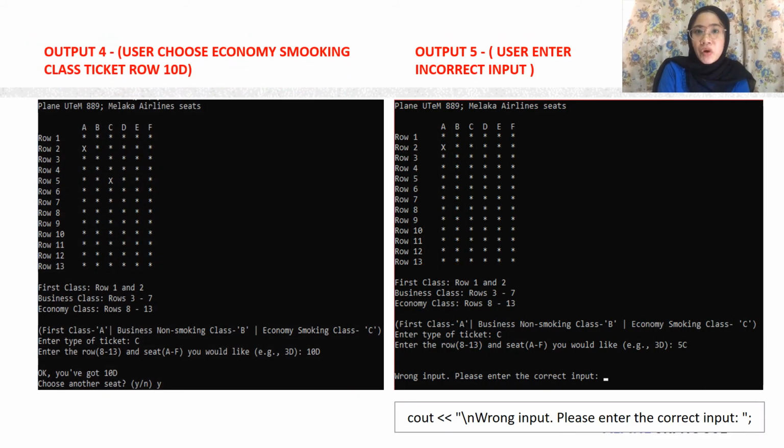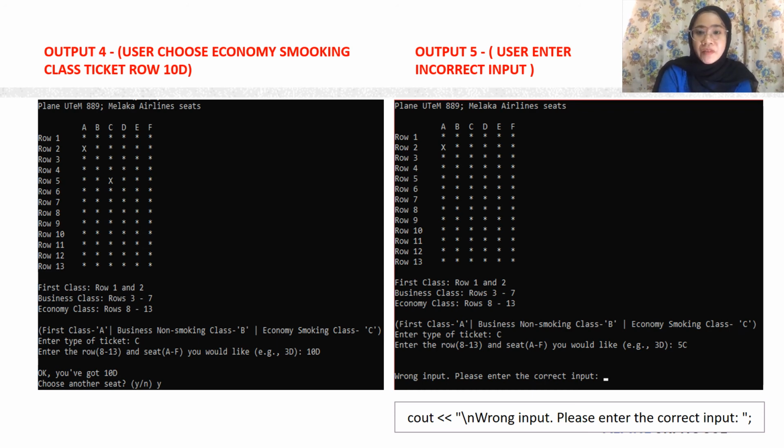For output 4, the user chooses economy smoking class ticket. So the user inputs class C. And then the row is only for 8 until 13 and seat A until F. So the user inputs 10D. And then it will display, okay, you have got 10D. And then it will display choose another seat and the user enters yes to continue.